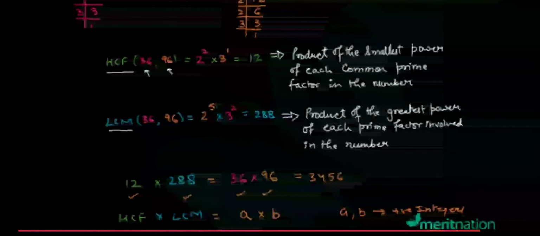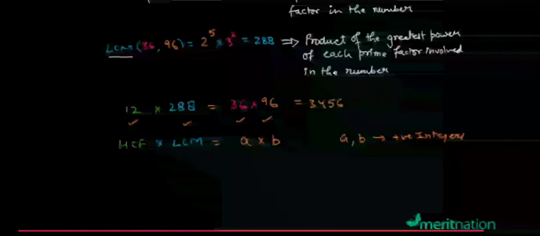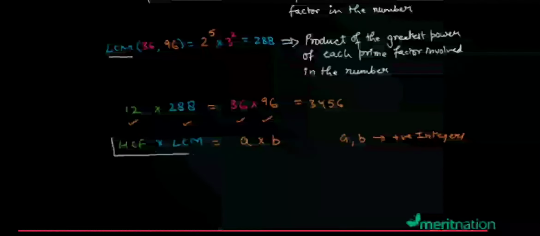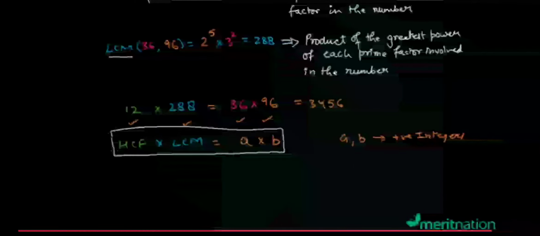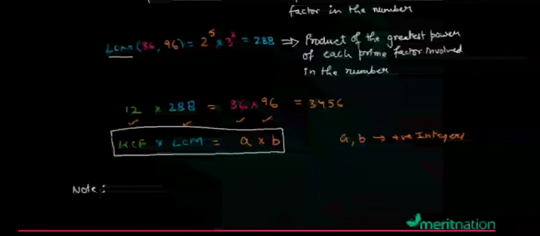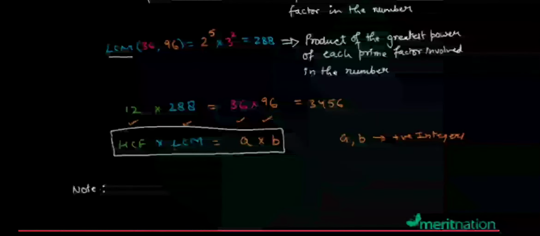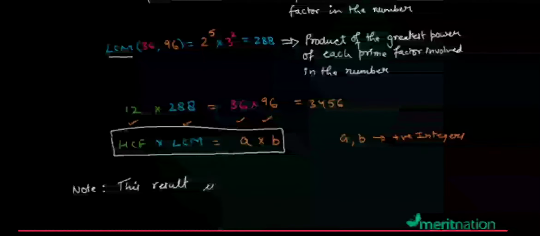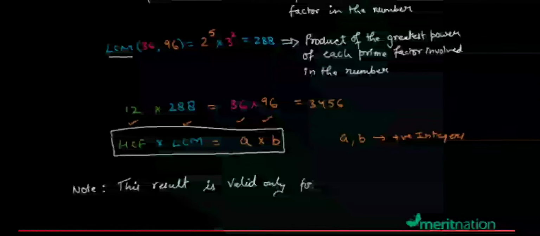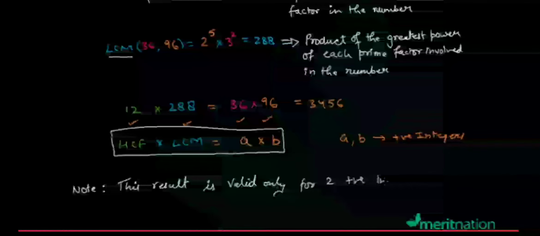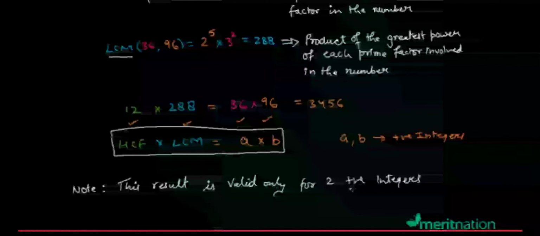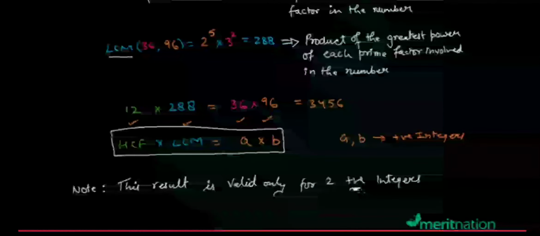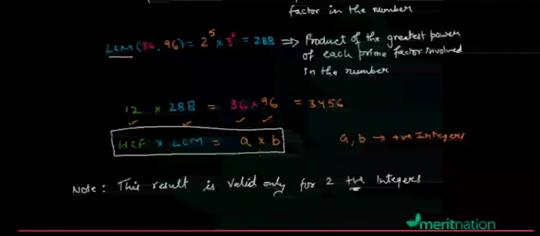There is also a note which you need to remember, a very, very important and crucial point for this relationship: this relationship is valid only for two positive integers. Hence, you can write it down over here that this result is valid only for two positive integers. The symbol represents positive, so it has to be two positive integers. Now this was all about HCF and LCM and one basic relationship between HCF, LCM and the given two numbers.